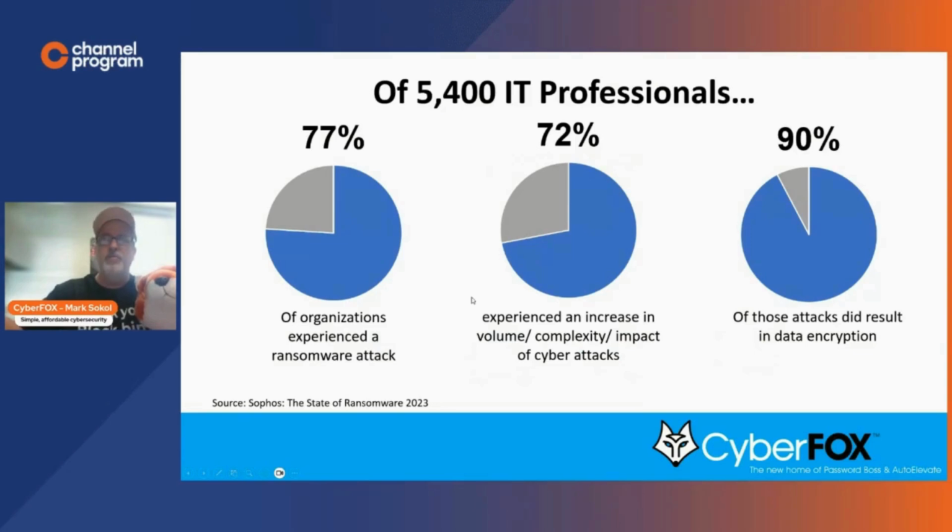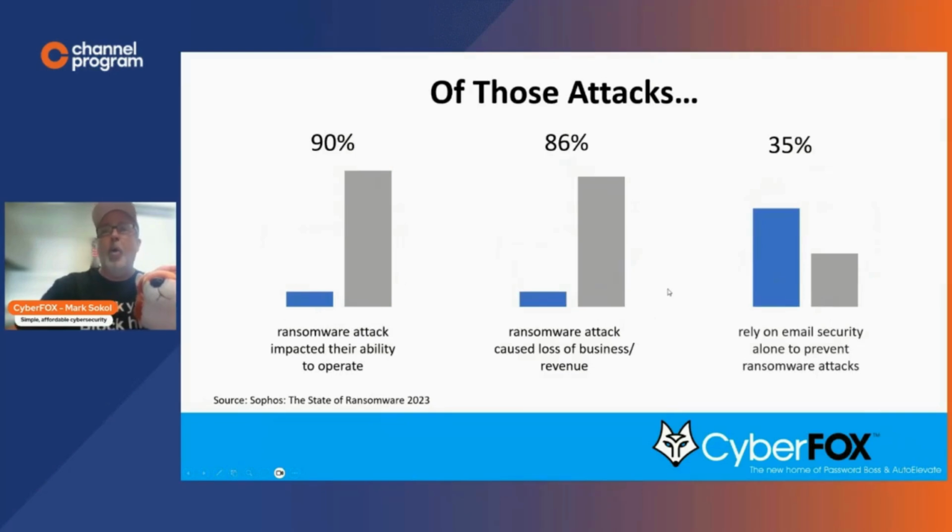Some surveys here. Over 5,000 organizations, Sophos actually did this survey. 77% of the organizations they were connected to experienced a ransomware attack. They've seen a lot more attacks coming on, and they've seen data of their customers and themselves get encrypted 90% of the time. Most of those attacks impacted the ability of that business and potentially that MSP to operate, ultimately causing a loss of business and revenue, and they're relying on just email security and some other things to accommodate that.